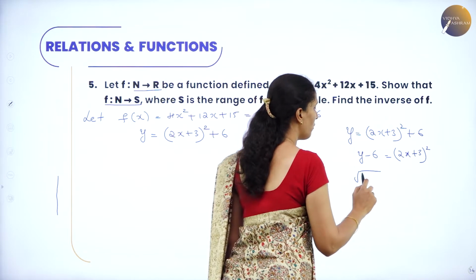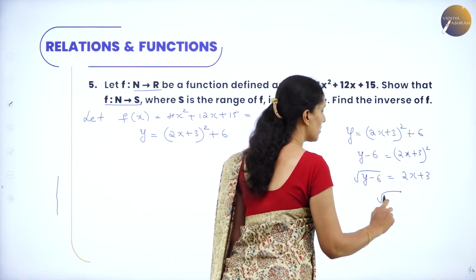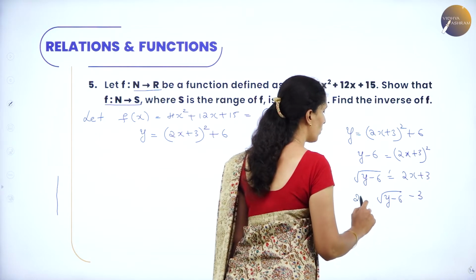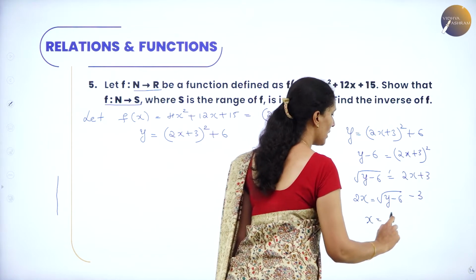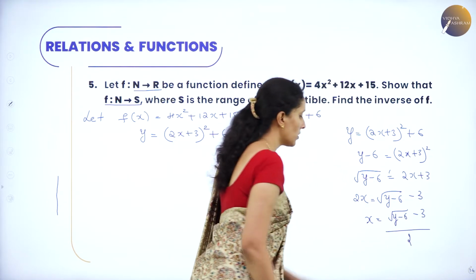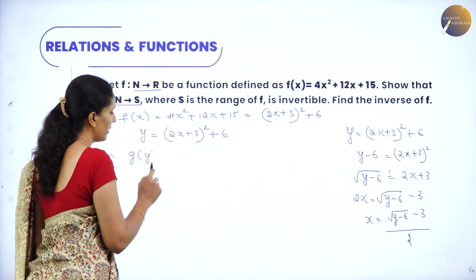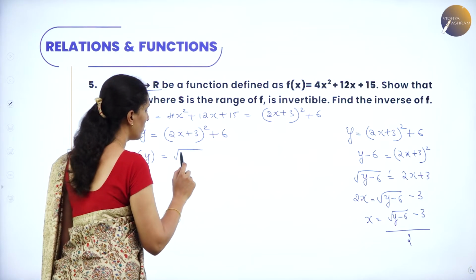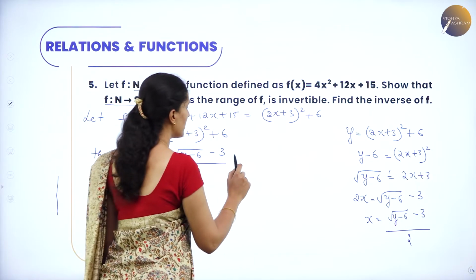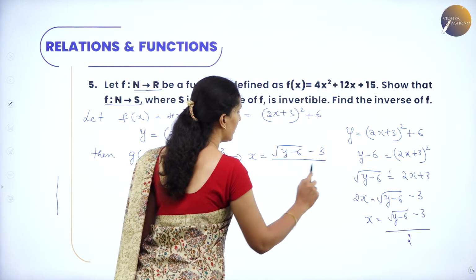Then it becomes root of y minus 6 is equal to 2x plus 3. Then I can write this as root of y minus 6, and when 3 comes across it becomes minus 3, and here it is 2x. So I can write x is equal to root y minus 6 minus 3, whole divided by 2. So this is the function x. So thus we can write g of y is equal to root of y minus 6 minus 3 divided by 2. So that is x is equal to root of y minus 6 minus 3 divided by 2.